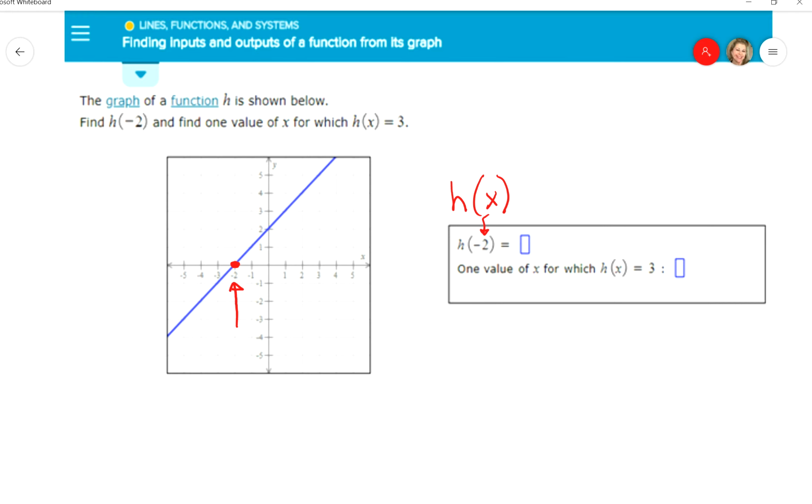So when they ask you for h of -2, they're wanting to know what's the y coordinate of that point. And the y coordinate of that point is 0. So I'm going to stick the 0 in right there.